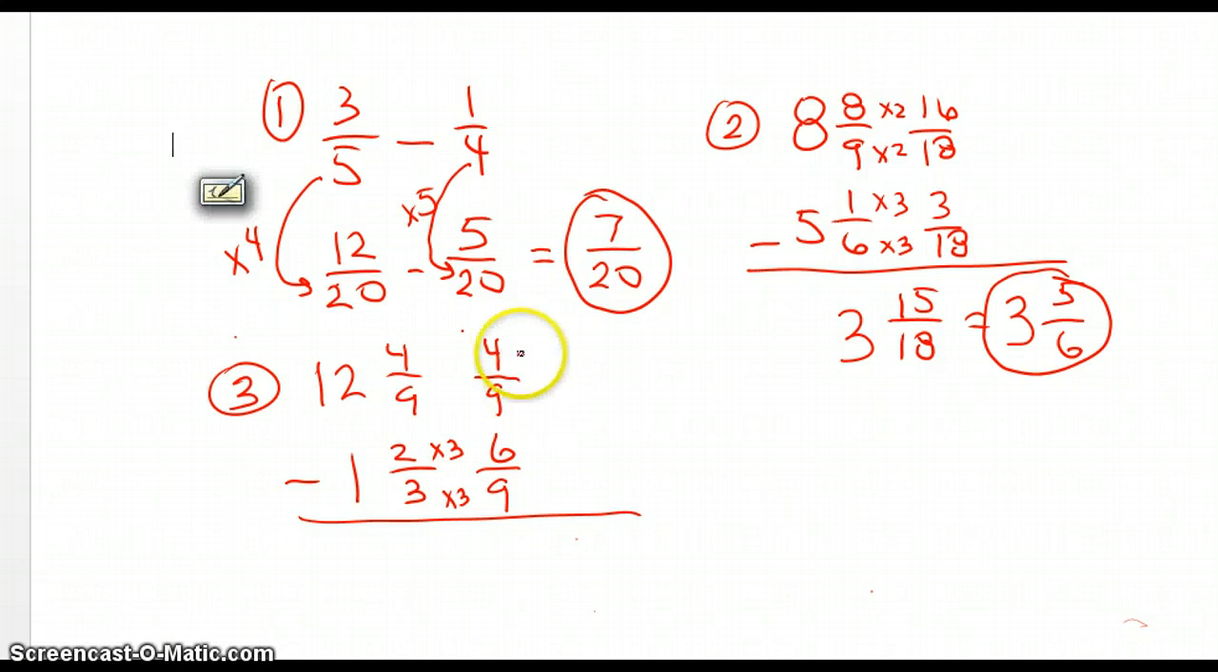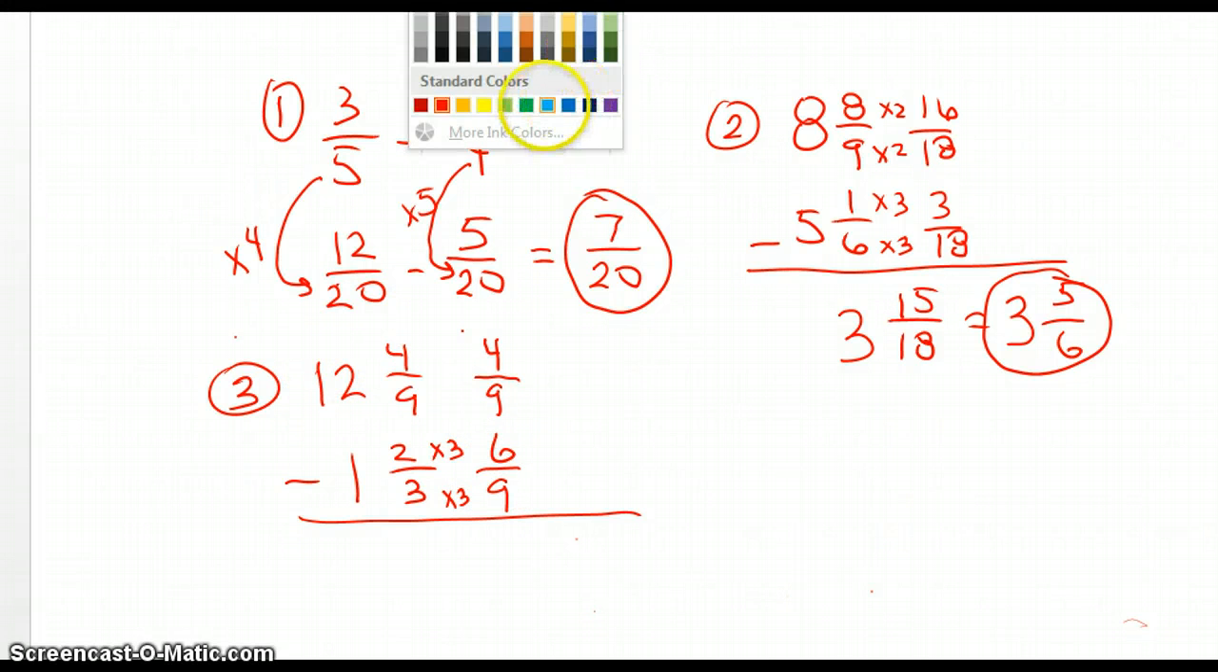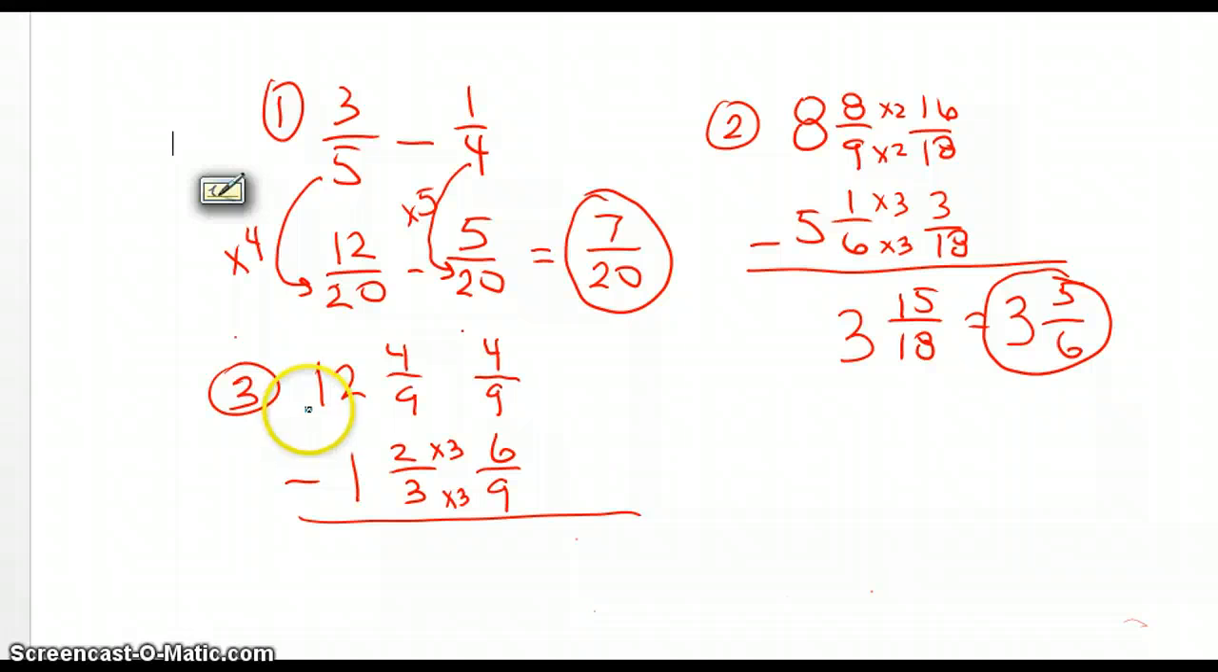All right, now this is a problem. And the problem is when we come to subtracting the numerators, we can't do 4 minus 6 unless we're going to do negatives, which we don't want to do. So this is a borrowing. If this number is smaller than this one, we need to borrow. We're going to borrow from the 12. We're going to borrow 1 whole. So we're going to make that an 11.